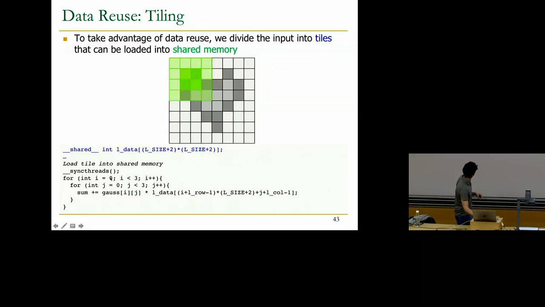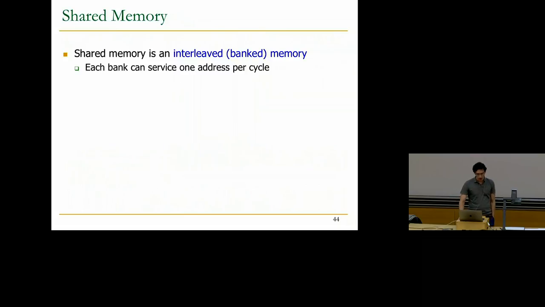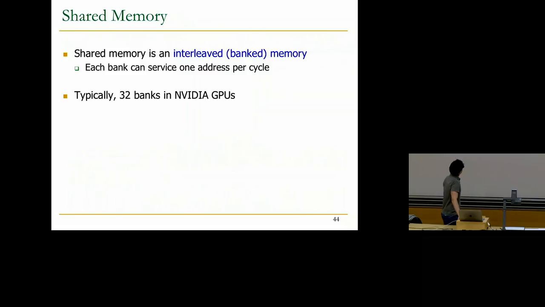And right after that, we have the loop where the threads will be accessing L data from shared memory, so the performance will be much faster. So this is the shared memory. It's very useful. It requires a little bit more knowledge in order to use it in a smart way, because this shared memory is a banked memory.